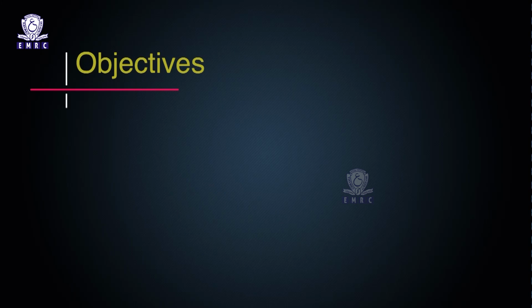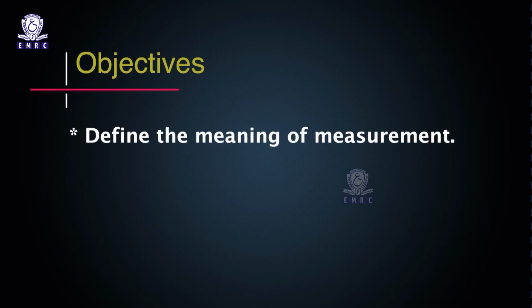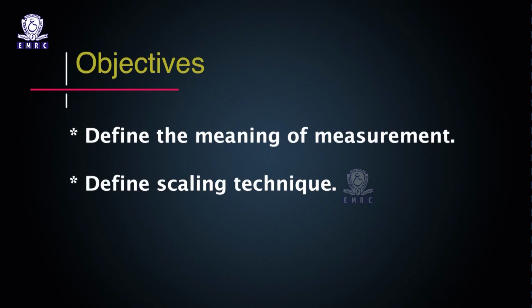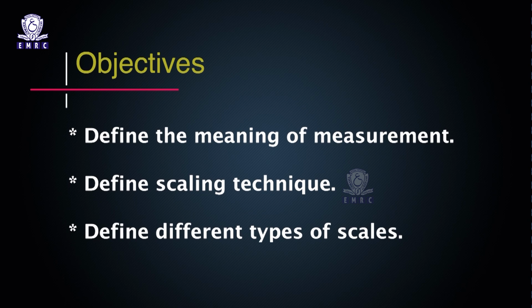After reading this lesson, you will be able to define the meaning of measurement, define scaling techniques, and define different types of scales. Scaling is the procedure of measuring and assigning objects to numbers according to specified rules. In other words, it is the process of locating the measured objects on a continuum. A continuous sequence of numbers to which the objects are assigned is called scaling.